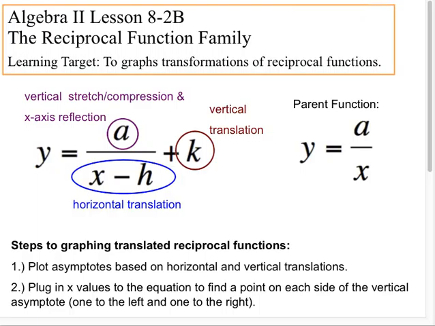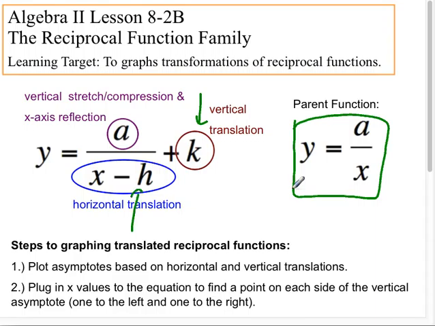Welcome back, and now it's time to move on to the bulk of these reciprocal functions. We're going to talk about now how to translate them around, how to move the functions around. We're still talking about the same parent function right here, but now we're going to have vertical translations and horizontal translations that work exactly the same way. Whenever you're adding or subtracting from the x, it's going to be a horizontal translation. Anytime you have something added or subtracted to the very end, that's going to be a vertical translation.